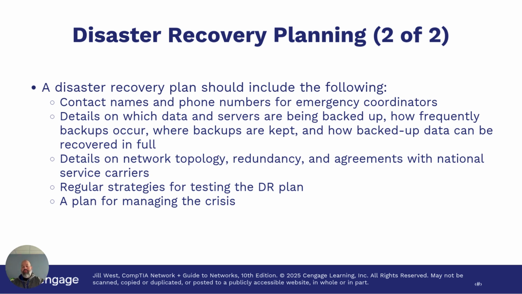A disaster recovery plan should include contact information for emergency coordinators, who to call when things go wrong, details on backup procedures, what's backed up, how often, where the backups are stored, and how to recover them. Network topology, redundancy, and carrier agreements, which is how your network is designed and who can help. Regular testing practices, and a plan for managing the crisis, which is who does what during your disaster. It's your playbook for when everything goes wrong, and trust me, you don't want to be figuring this out in the middle of an actual disaster.